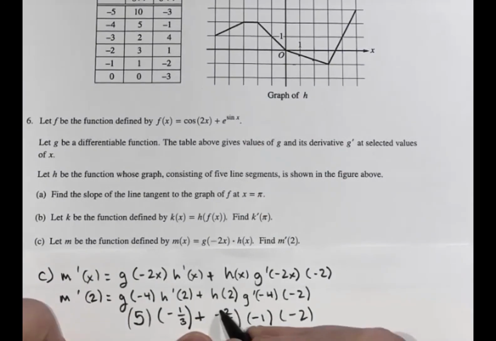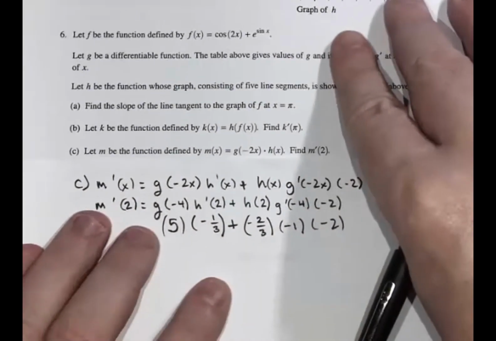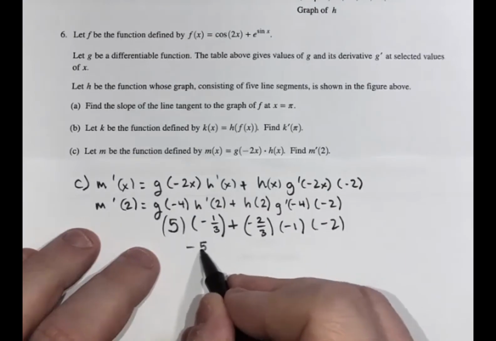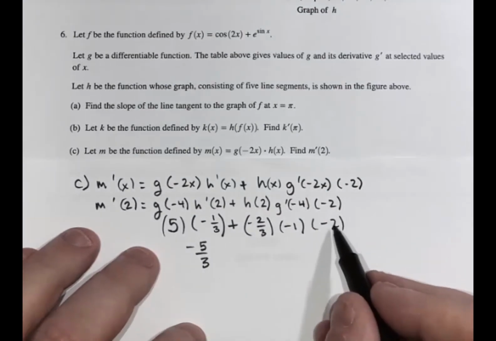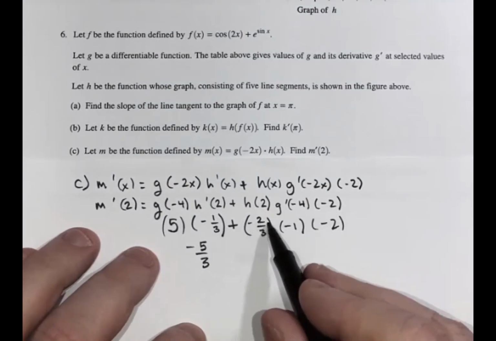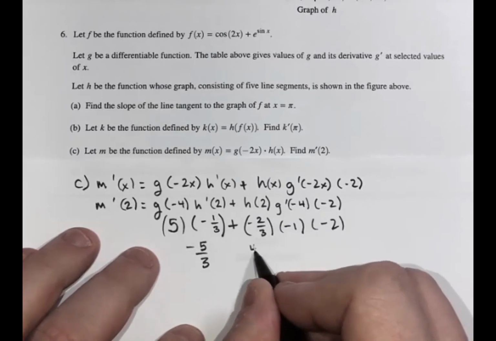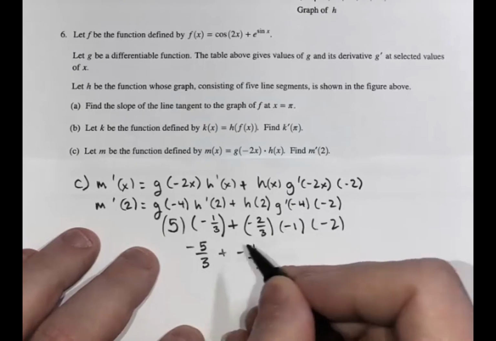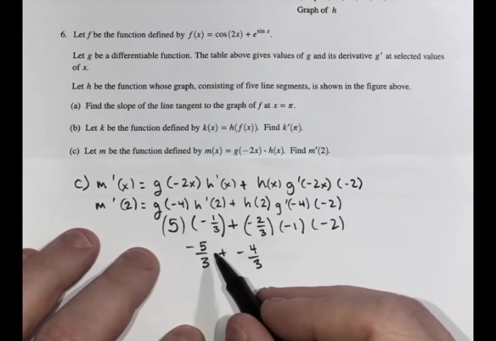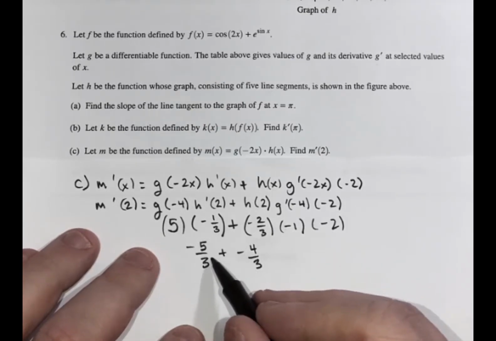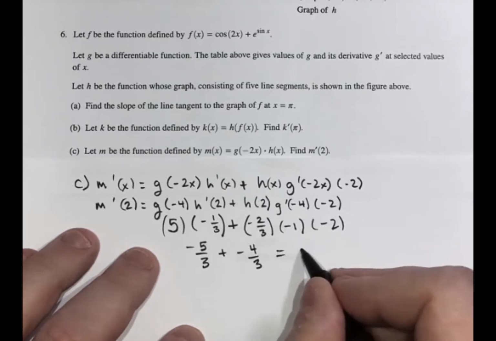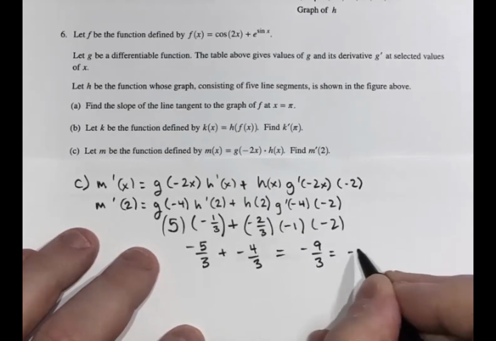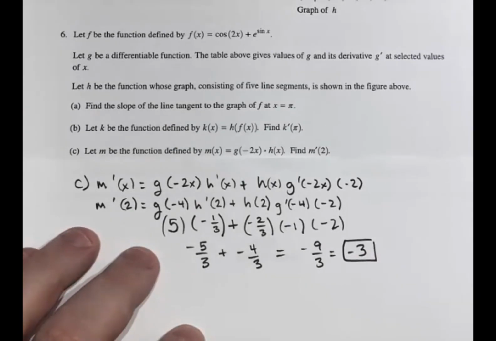Negative 2/3. So now it's just some arithmetic, right? This is negative 5/3. 2 times 2 is 4, so we're getting a 4/3. Negative, negative, negative means it's a subtraction. And we're getting negative 5/3 plus negative 4/3. So I'm thinking I'm getting a negative 9/3 here, and that's a value of negative 3. So I think the value we're going to get out of this one is a nice old negative 3. Ended up being pretty convenient.